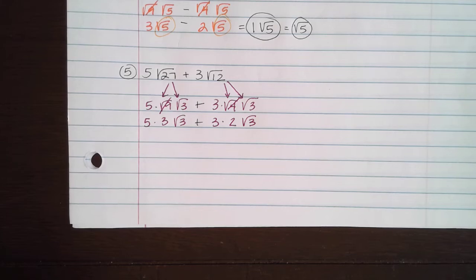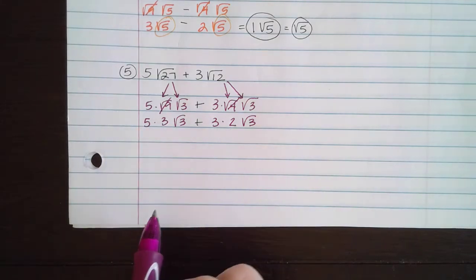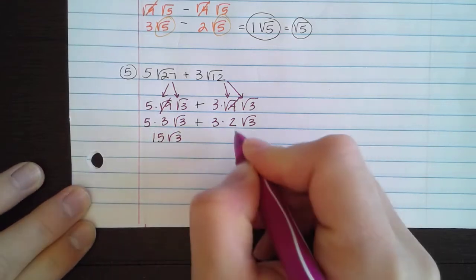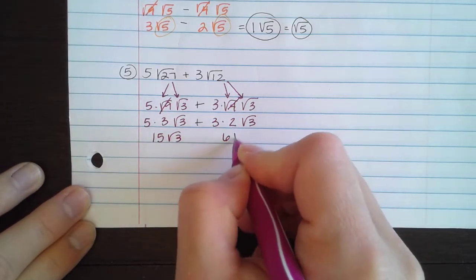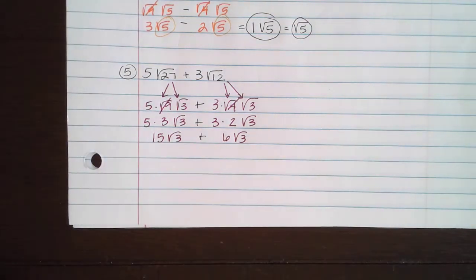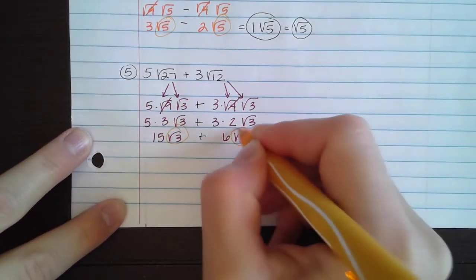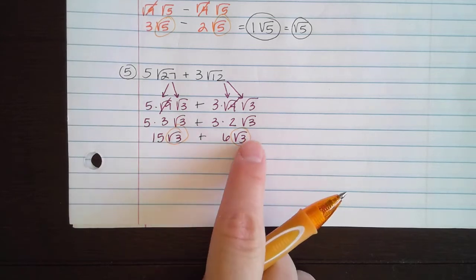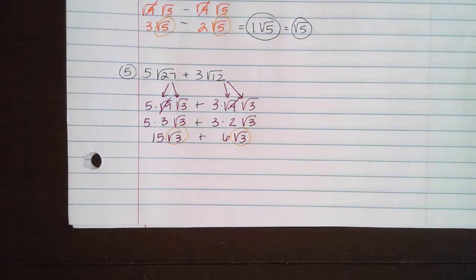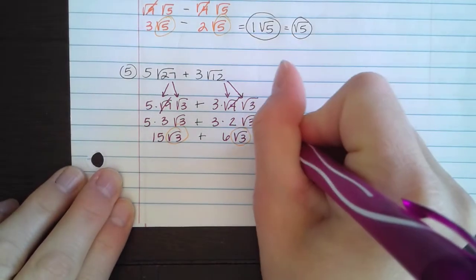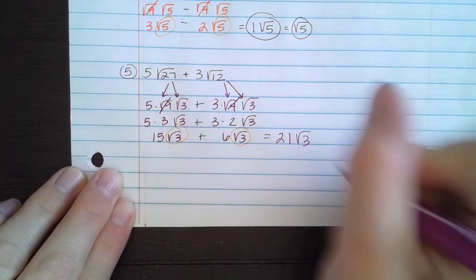We're almost done. We're getting closer. I can multiply those coefficients out in front. 5 and 3 is 15. 3 and 2 is 6. And I want to add up those terms there. Can I combine those like terms? Yes, I can. They're like terms. I have a square root of 3 and a square root of 3, and I can add those up. If I have 15 roots of 3 and 6 roots of 3, I can combine those, and I have 15 plus 6, which is 21 roots of 3.